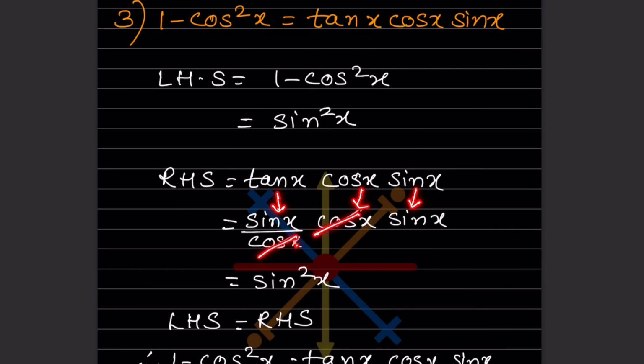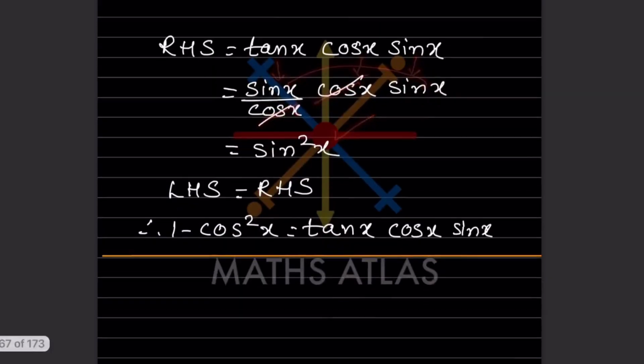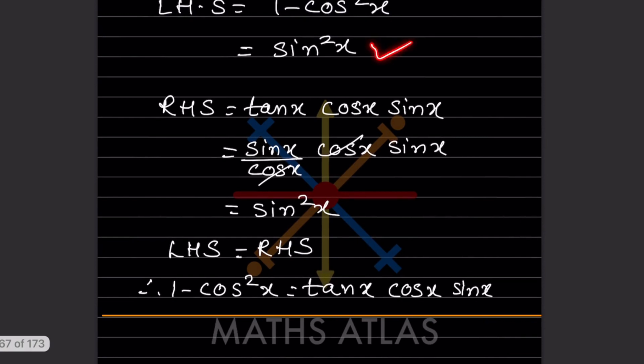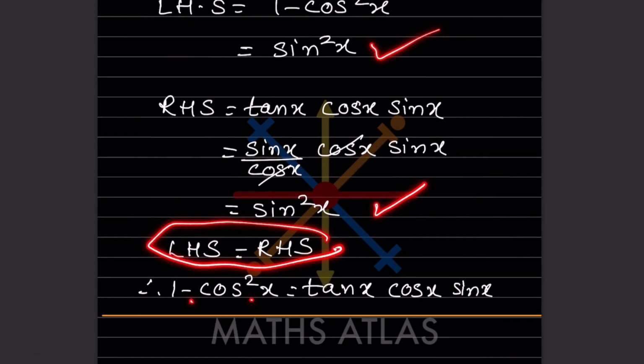This and this get cancelled. So what we can write here, sin square x. So this also is sin square x and this also is sin square x. So LHS is equal to RHS. Therefore 1 minus cos square x is equal to tan x cos x sin x.